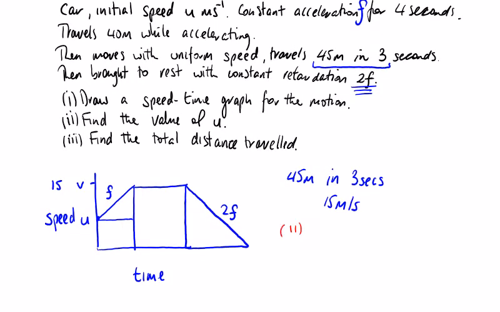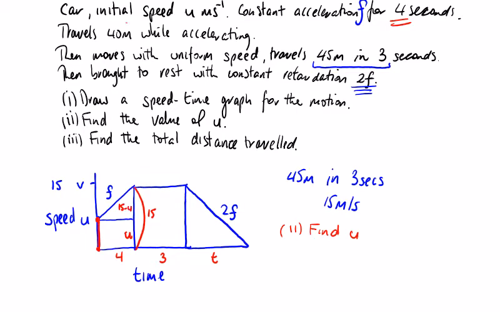Part 2, we're asked to find u. So let's fill some information here. 4 seconds was the initial. This was 3. We call this one t. We'll need that in a minute. So if this is 15 from here to here, this one is u. We have u from here to here. So this is going to be 15 minus u.